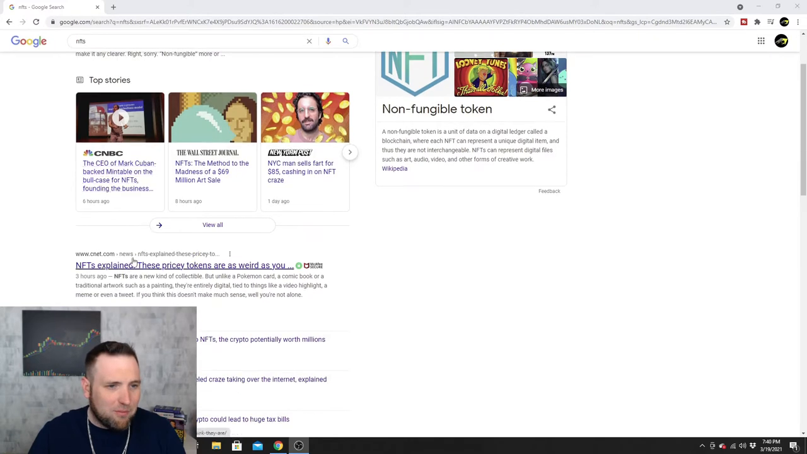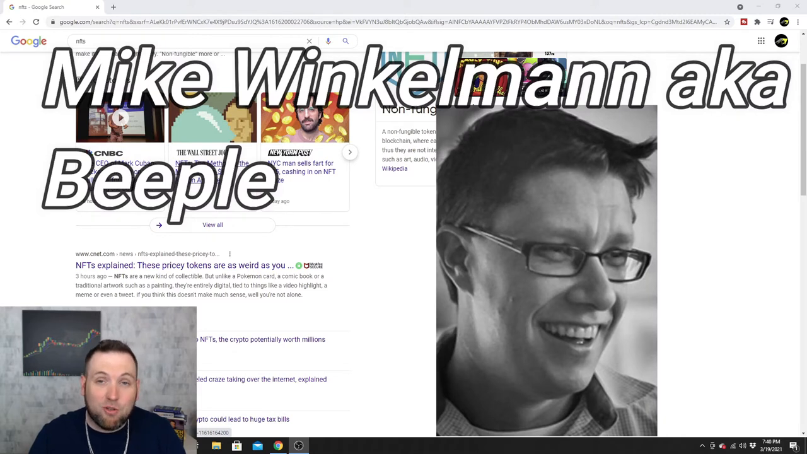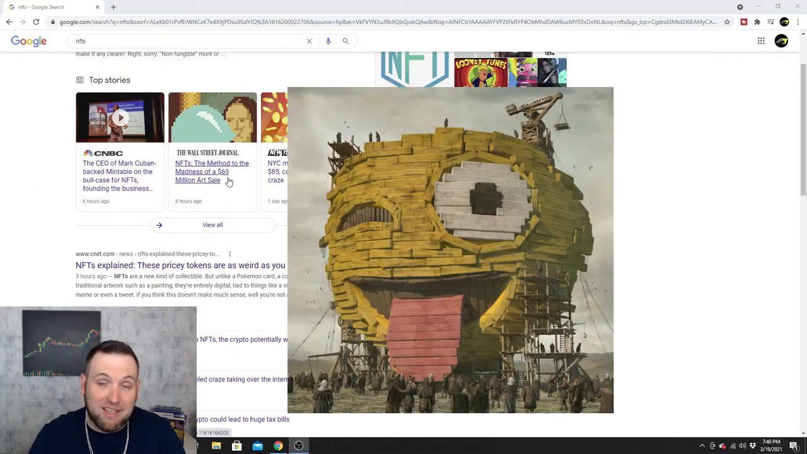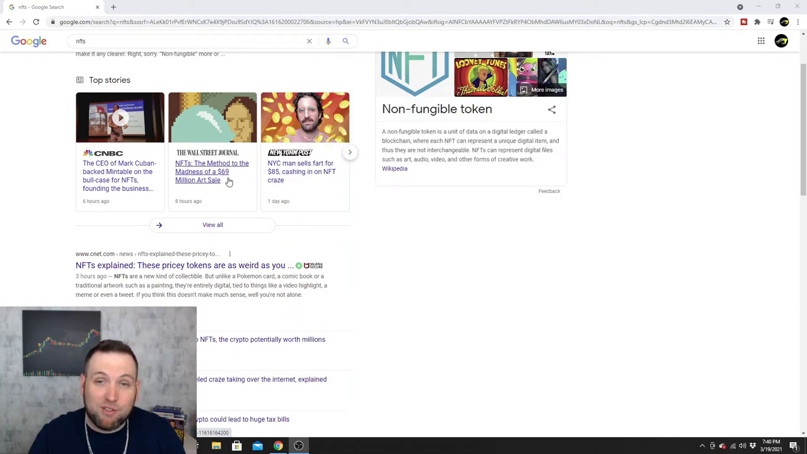So right off the bat, you can see Mark Cuban backed Mintable on the bull case for NFTs. So Mark Cuban's backing him. Wall Street Journal, the method to the madness of the $69 million art sale. And if you don't know what that was, it was a Beeple artwork. Beeple is a guy. He was just making digital artworks. And I guess it caught on. And one of those artworks actually auctioned here recently for $69 million. And that artwork was a NFT. So his digital artwork, each one is uniquely different.